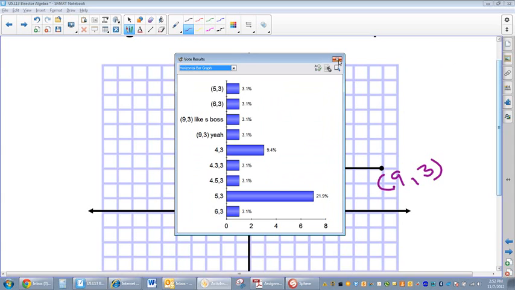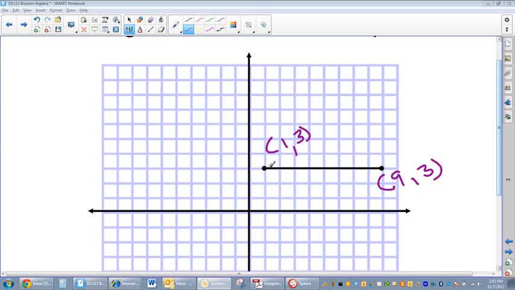So let's go ahead and count this. So this is 1, 2. So there are 1, 2, 3, 4, 5, 6, 7, so there are 8 spaces, so we want to go 4. So we're going to go 1, 2, 3, 4. This is the midpoint. The midpoint is at 5 comma 3. Right? The midpoint, halfway through.